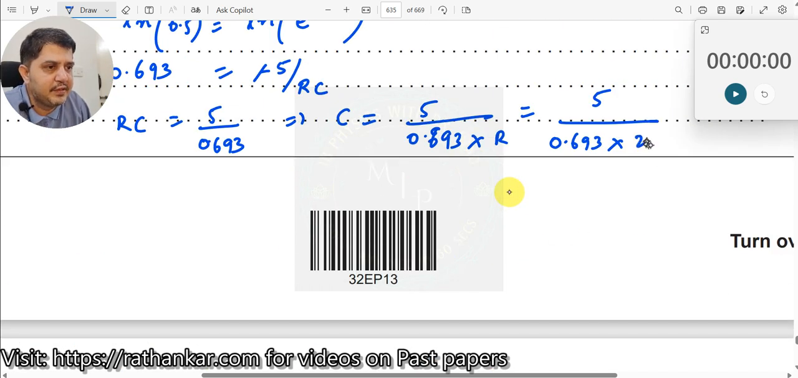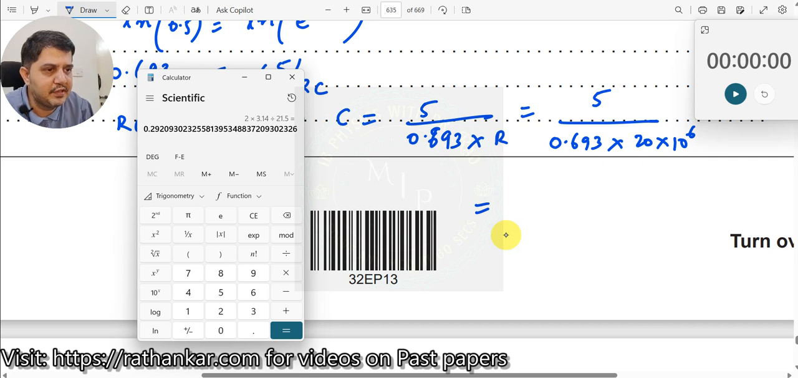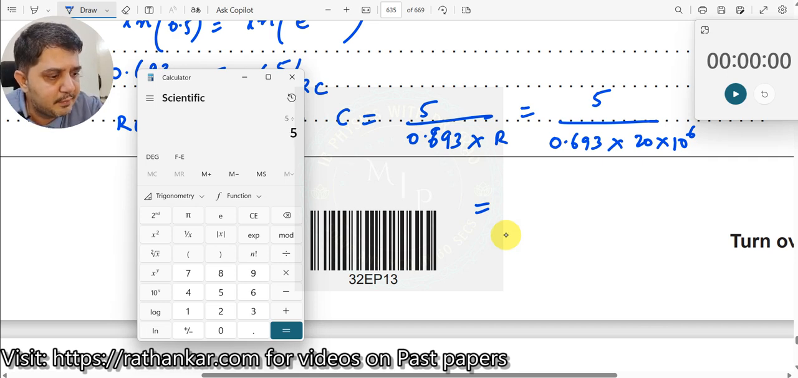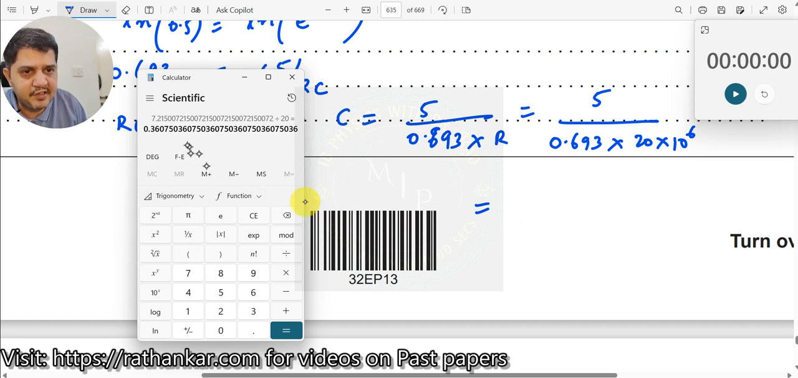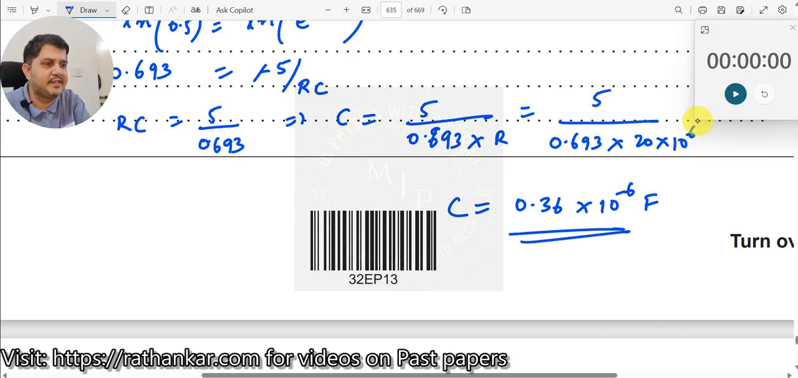So I'll substitute this as 20 into 10 to the power of 6. Now we need to calculate the value here to get the value of C. How do I get the value of C? C is nothing but 5 divided by 0.693, which is so much, divided by 20. I get 0.36, and this 10 power 6 becomes 10 power minus 6, unit farad. So C should be equal to 0.36 into 10 power minus 6 farad, which is 0.36 microfarad.